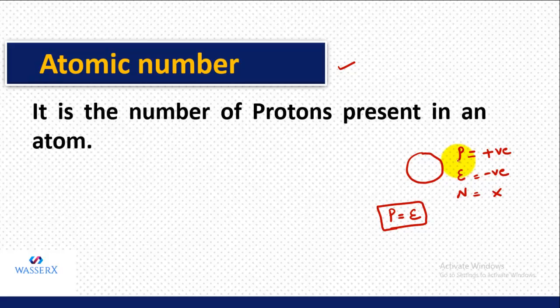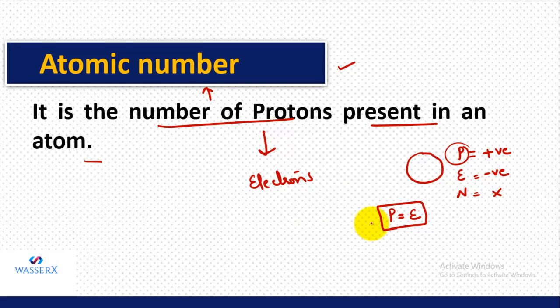Now, the number of protons present in an atom gives the atomic number. So, atomic number can be defined as the number of protons present in an atom. We can also define it as the number of electrons present in an atom, because we know that in an atom, the number of protons is always equal to the number of electrons. But it is always better to write the number of protons, not the number of electrons, though we know that they are equal. Still, I think that you should go with the number of protons.